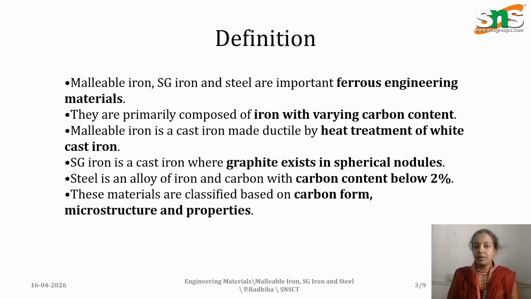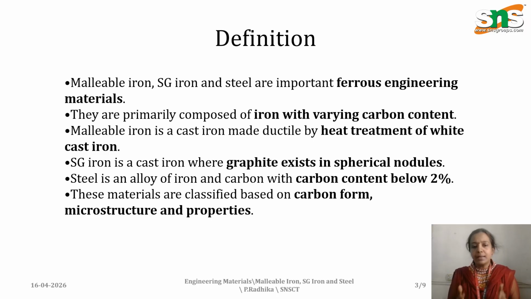This was the previous title, and our title is all about malleable iron, SG iron, and steel. These are very important ferrous materials. Ferrous materials are mainly iron based. They have magnetic properties. There are several types of ferrous materials. Each ferrous material has a different composition or different proportion of carbon in it.